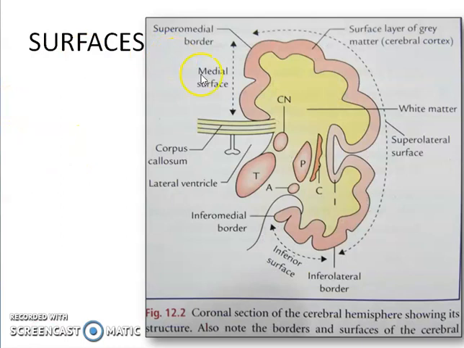Of the surfaces, we have seen there are 3 surfaces: the medial surface, the superior lateral surface and the inferior surface. The medial surface is the flat surface, the superior lateral surface is the convex surface, and the inferior surface is the irregular surface.